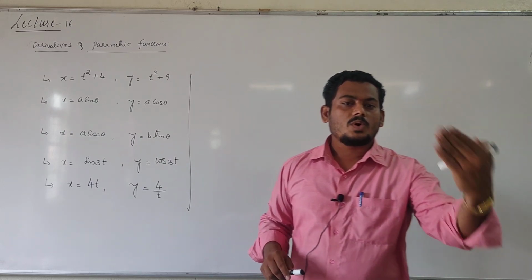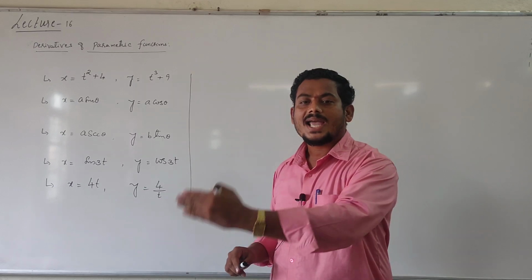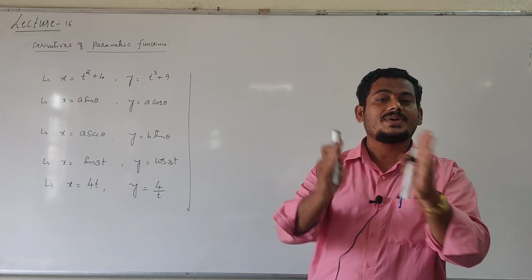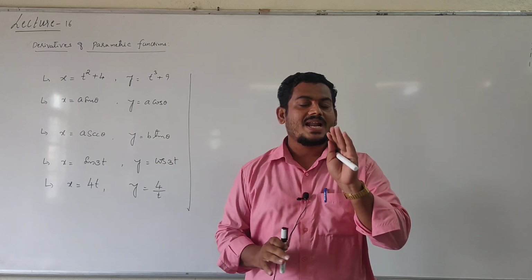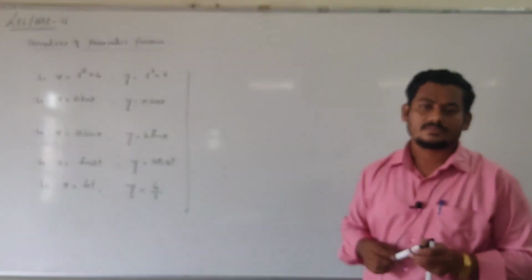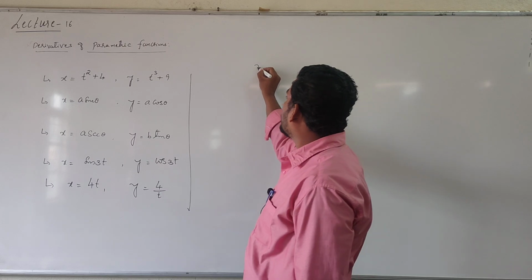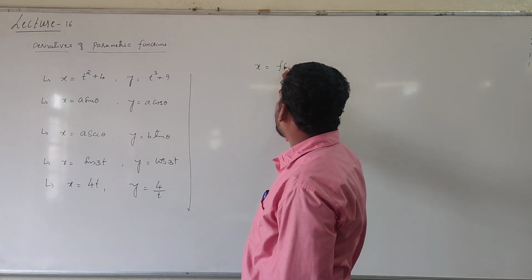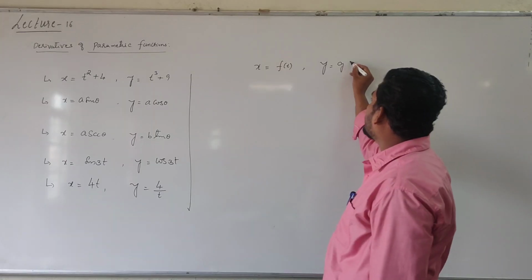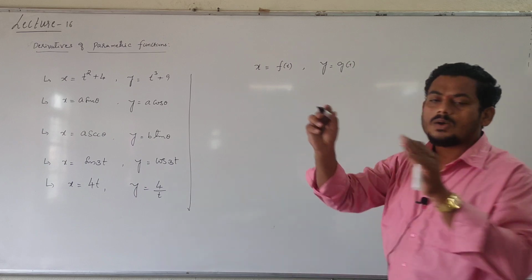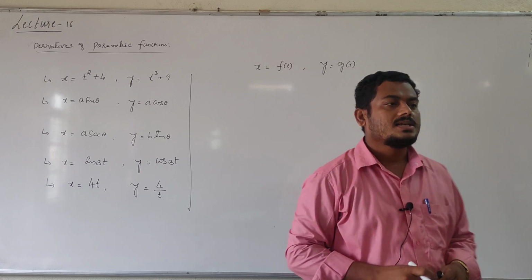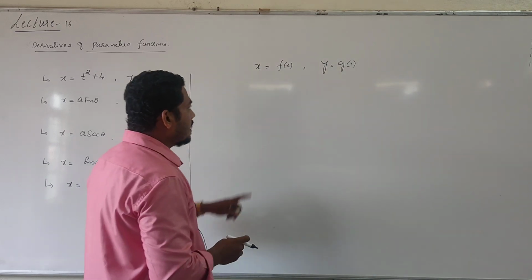Parametric means both x and y are variable, x and y are expressed in terms of some other variable that may be in terms of t or theta is known as parametric function. Then how to find the derivative of parametric functions? Suppose x equal to some f of t is given and y is equal to some other g of t is given. Means both x and y are functions of t or it may be theta, right? Then how to find dy by dx?